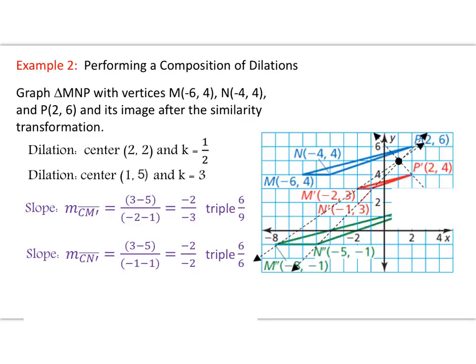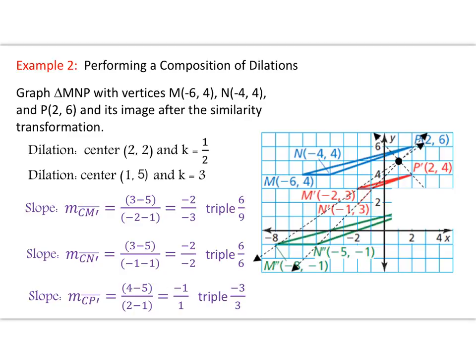All right, and our last slope that we can figure out is from C to P prime, which results in a negative 1 over 1. Triple both those values and get a negative 3 over 3. Let's see how we graph that. Going from center of dilation, we'll go right 1, 2, 3, and down 1, 2, 3, resulting at P double prime 4, 2. So that's how you dilate using slope.